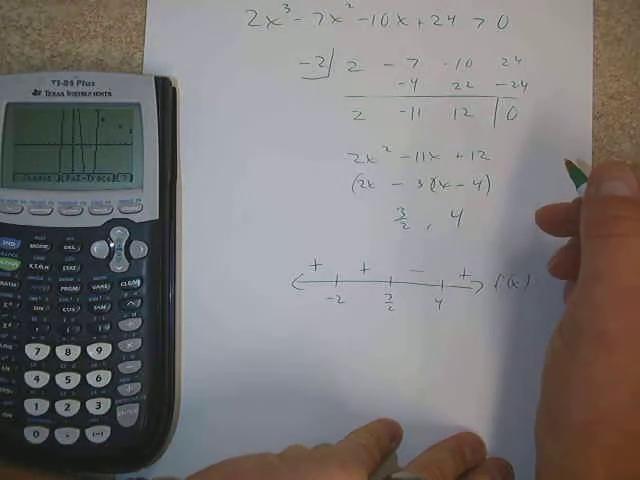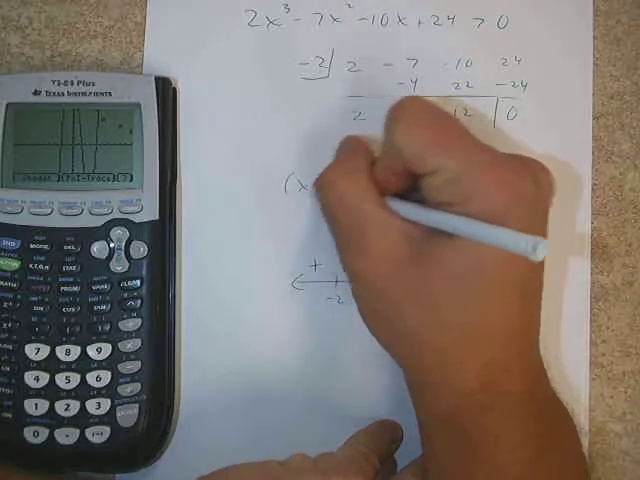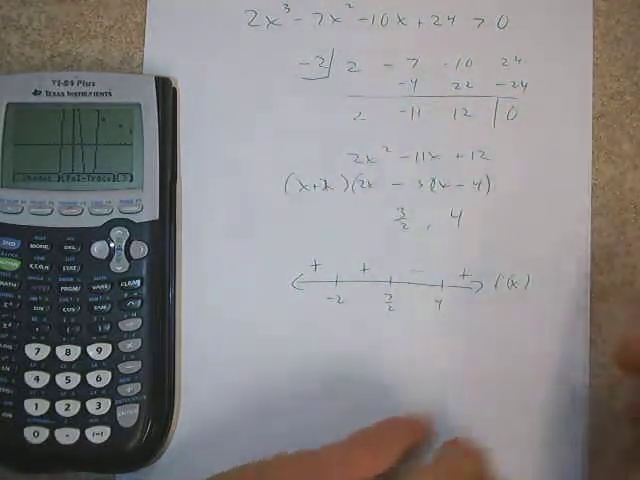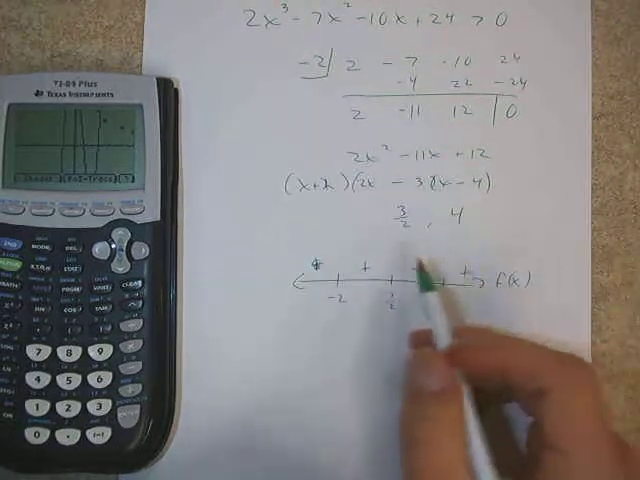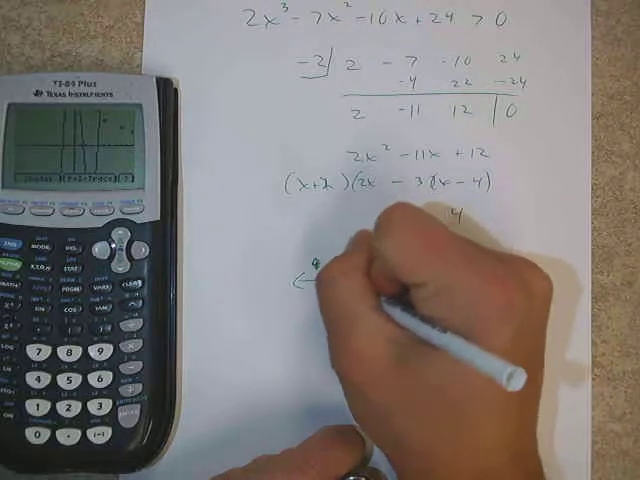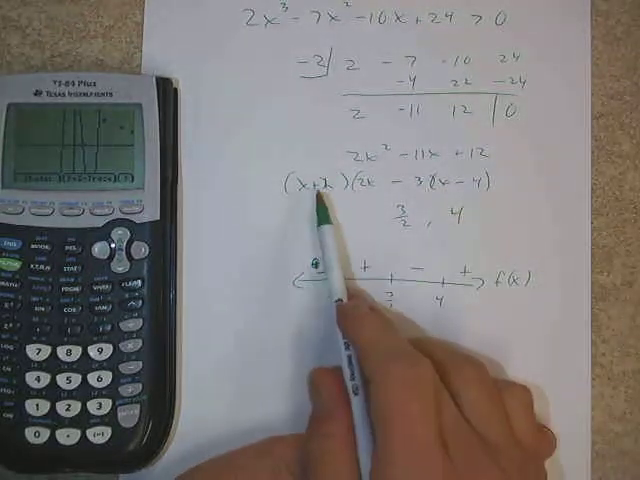Alright. You know what? I forgot something. Darn it. I need my other factor in there. Sorry. So the full factorization, remember, is going to be x plus 2 out here. That's why this one's not right. This one actually should be a negative times a negative times a negative.